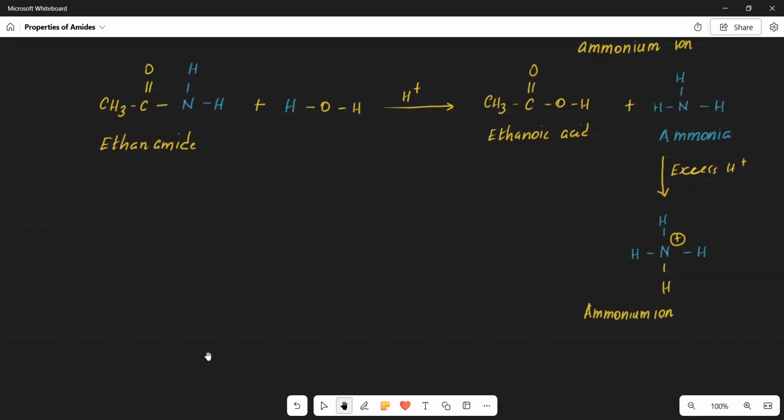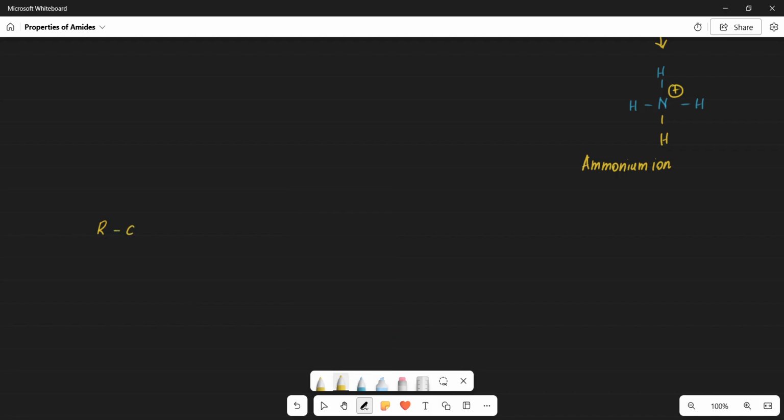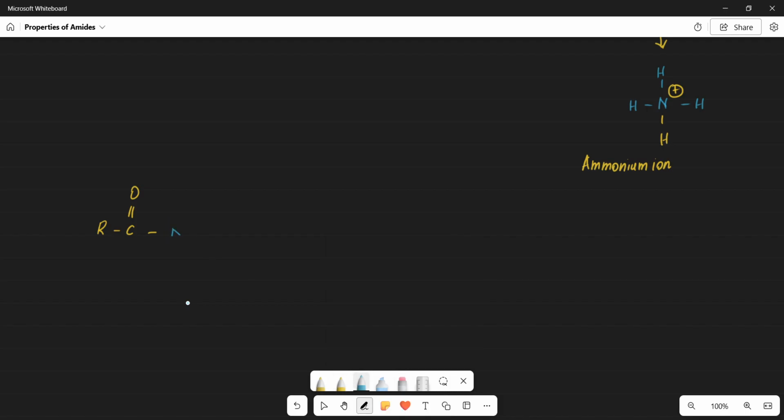So if I move further, I can think about the substituted amides, how they can be hydrolyzed. The substituted amides, let me write again, are C double bond O N H. Let me say this side, another alkyl. This is the substituted amide.